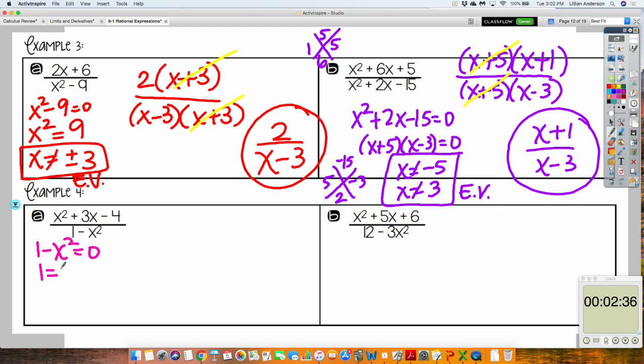Subtract 1 and then, to save a step, I'm just going to add x squared. Now what do I need to do? X is going to equal what? Square root. So x is going to equal what? Plus or minus. Those are my excluded values.